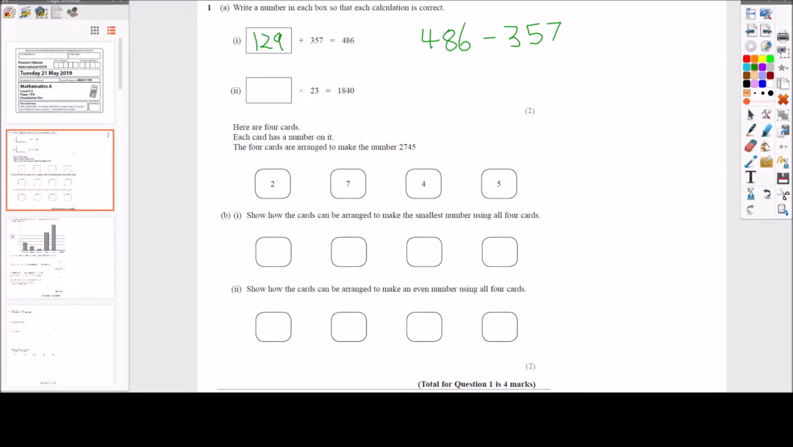Similarly with number 2, we're trying to work out what you'd multiply 23 by to get 1840. So undoing this, working backwards, we need to do 1840 divided by 23. What's the opposite of multiplying? It's dividing, whereas with part 1, what's the opposite of adding? It's subtracting. So 1840 divided by 23 is 80.